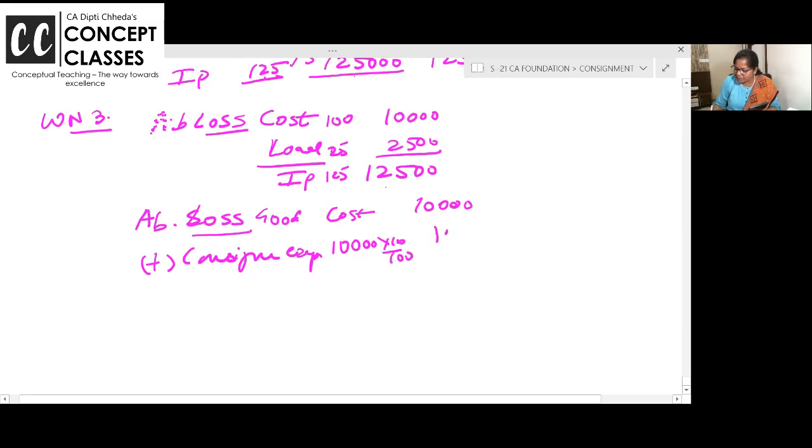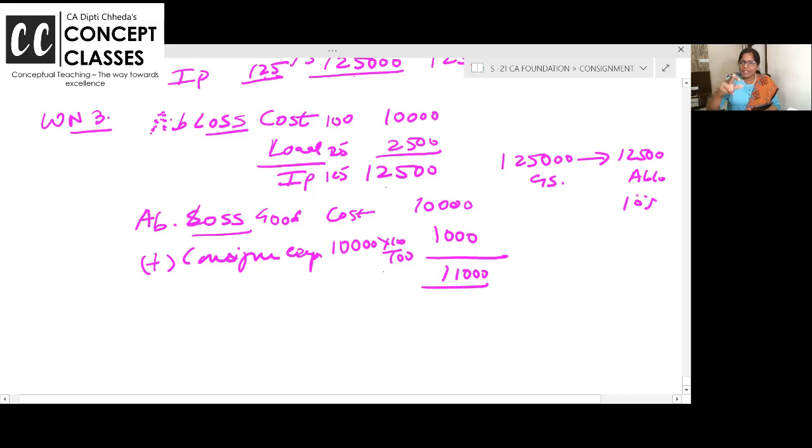10% of 10,000 is 1,000, so 11,000. Now someone may have a doubt: how did 10% come? Dear students, 125 goods were sent, and 12,500 is the abnormal loss, which is 10%. Read the problem 10 times. The 10% abnormal loss is only 12,500. So consignor's expense total is 10,000, and the 10% abnormal loss also has to bear it. 11,000.